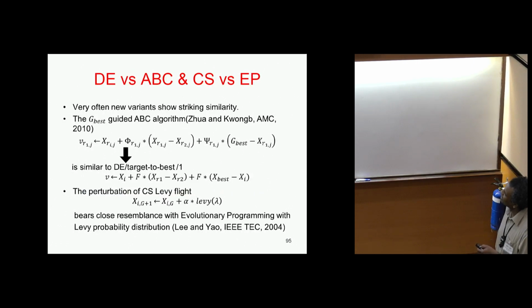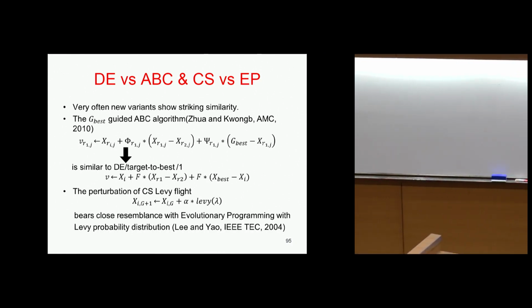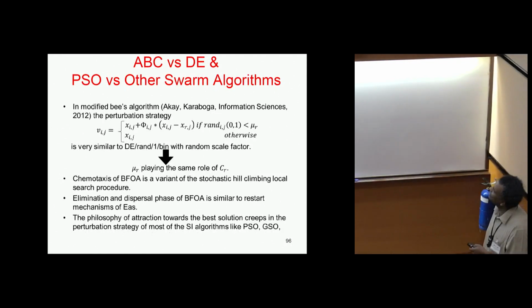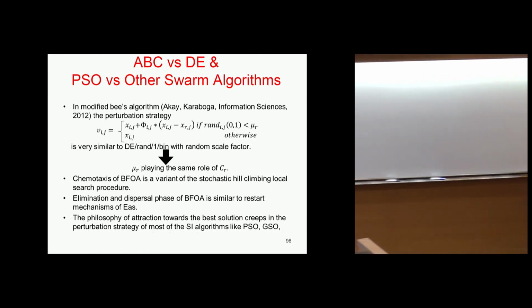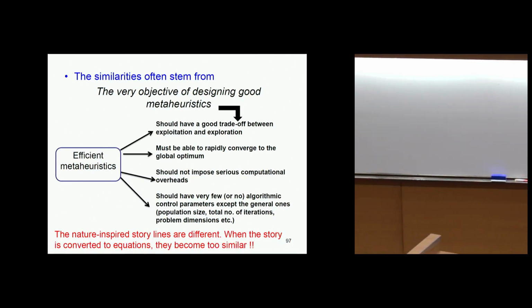Then the cuckoo search algorithm is similar to evolutionary programming from 2003 or 2004. So cuckoo search was done about 6-7 years later. So that's similar. So you have lots of similarities anyway. Some of the similarities are highlighted. So this is the take home message.